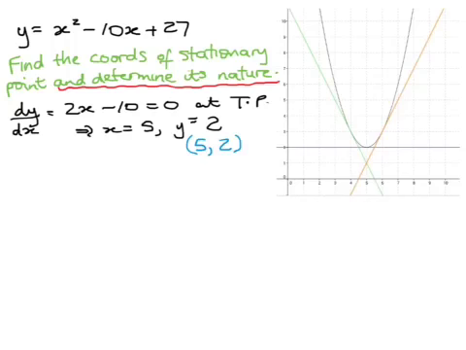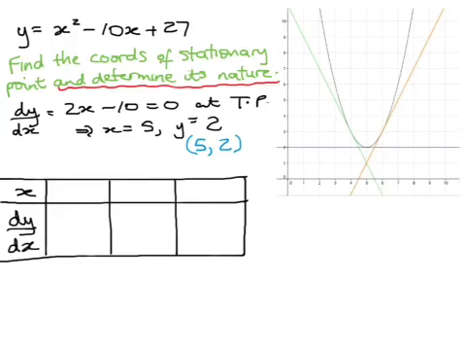So we already did all our work: dy/dx is equal to 2x minus 10, which would be equal to 0 at the turning point. That means that x would be 5 and y would be 2. So we know the coordinates of the turning point are (5, 2). So let's say we did all that. What we want to do next is set up a little table.